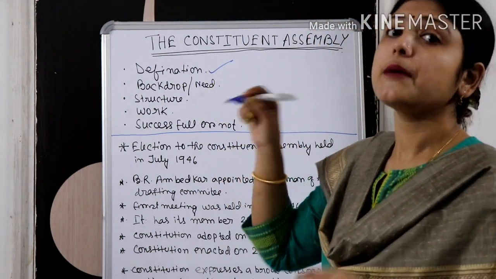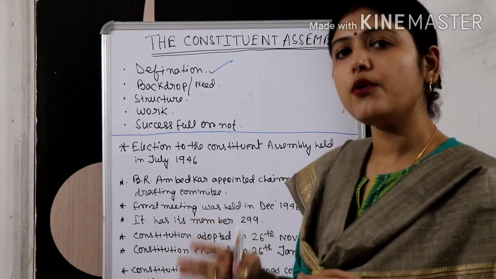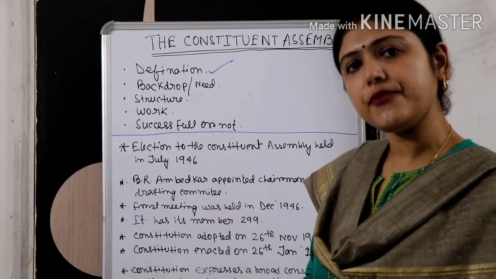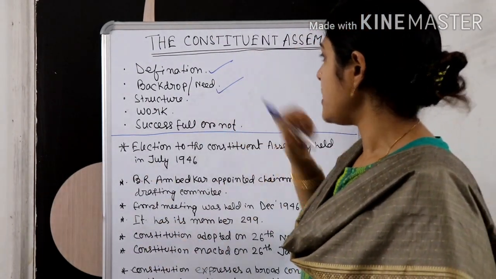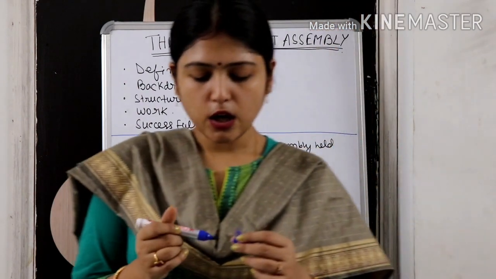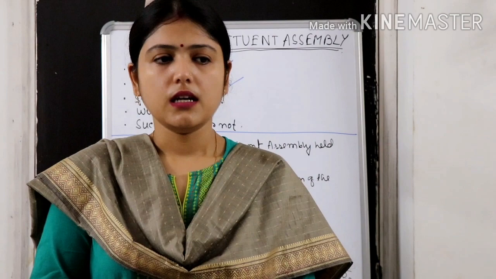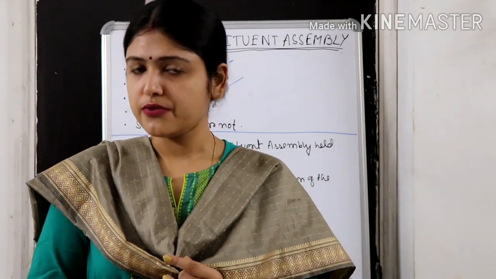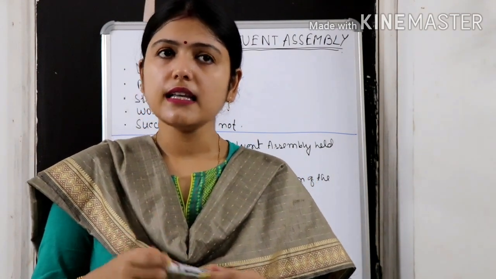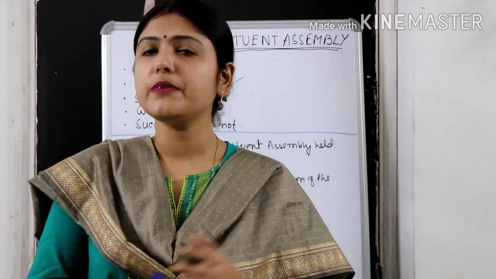So the definition is clear. The definition is a political body or a group of representatives who came together to draft or to adopt a constitution. Okay. Next, backdrop or need. What is the need of a Constituent Assembly in India? Definitely, from its definition, we know it is for the drafting of the constitution, right? But now let's discuss it in a practical way. Let's make it more realistic.